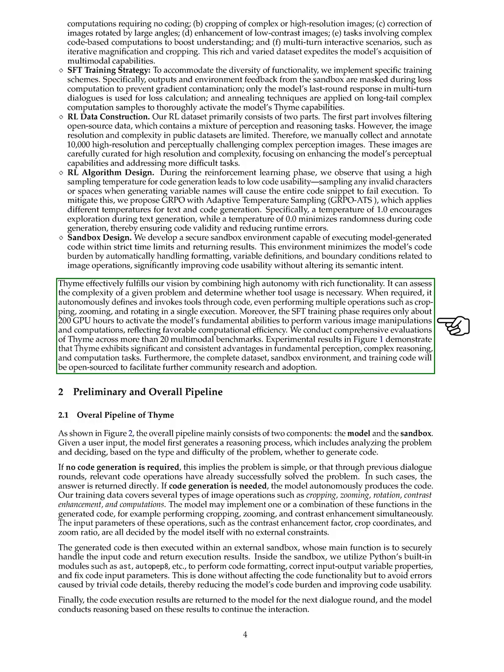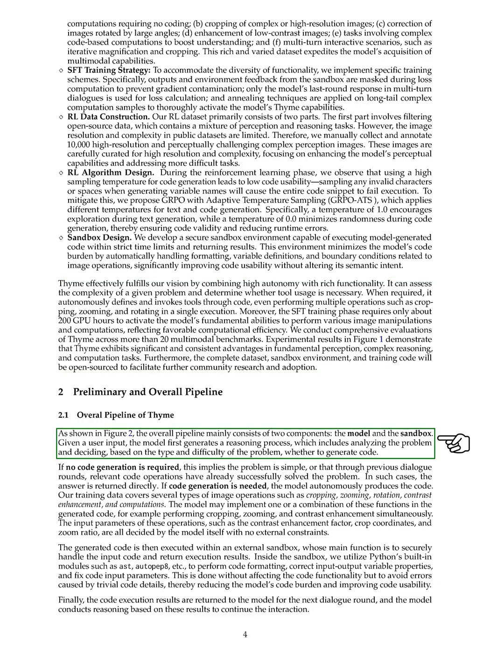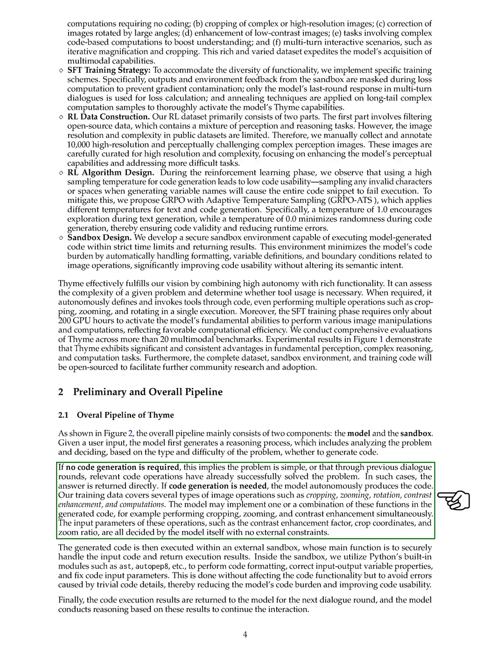Section: Overall pipeline of Thyme. In this section, we outline the overall pipeline of Thyme, which consists of two main components, the model and the sandbox. When we receive user input, the model first analyzes the problem to determine if code generation is necessary based on the problem's type and difficulty. If the problem is simple or has been addressed in previous interactions, we provide the answer directly. However, if code generation is needed, the model autonomously creates the code.